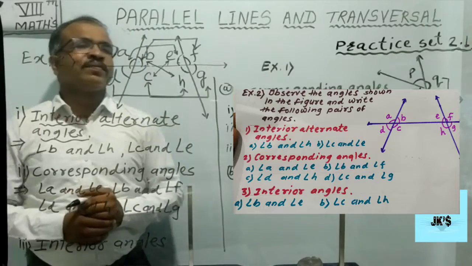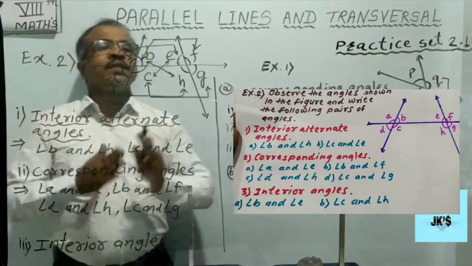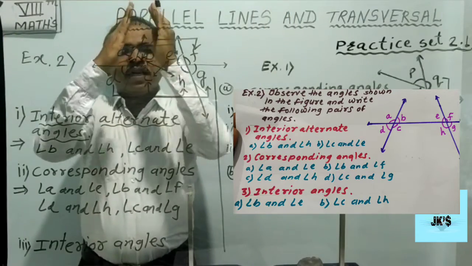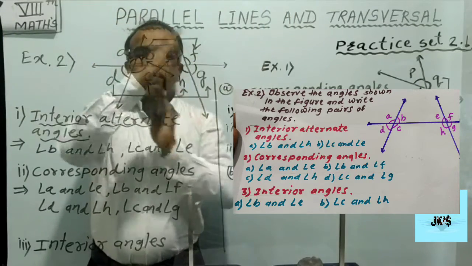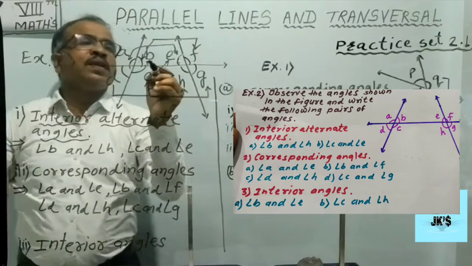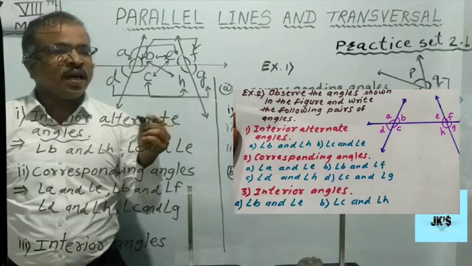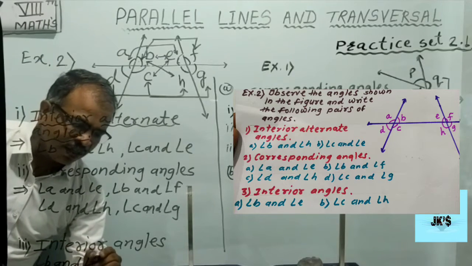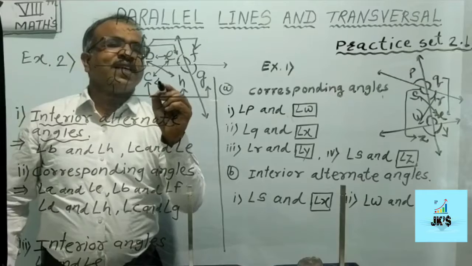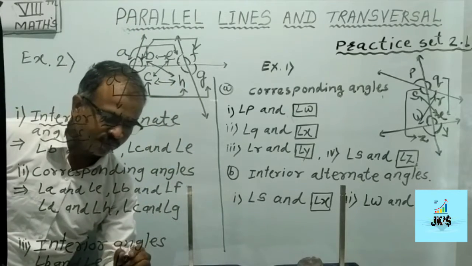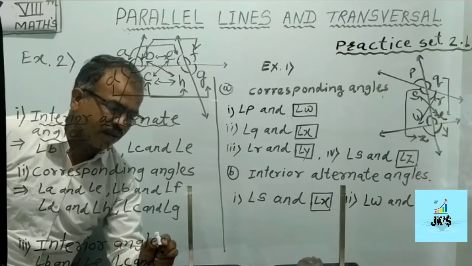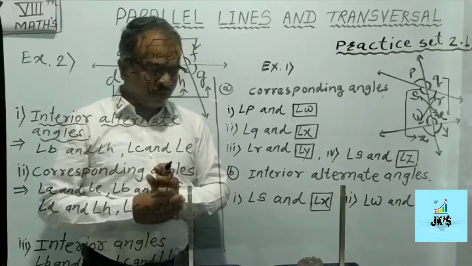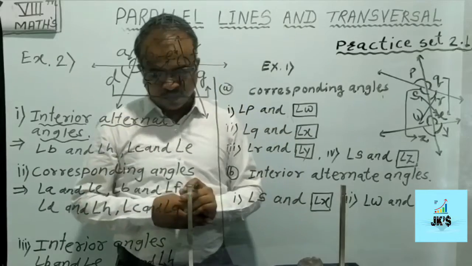Interior angles. Interior angles means the angles in between two lines and on the same side of the transversal, that means angle B and angle E, angle C and angle H. In this way, practice set 2.1 is complete.